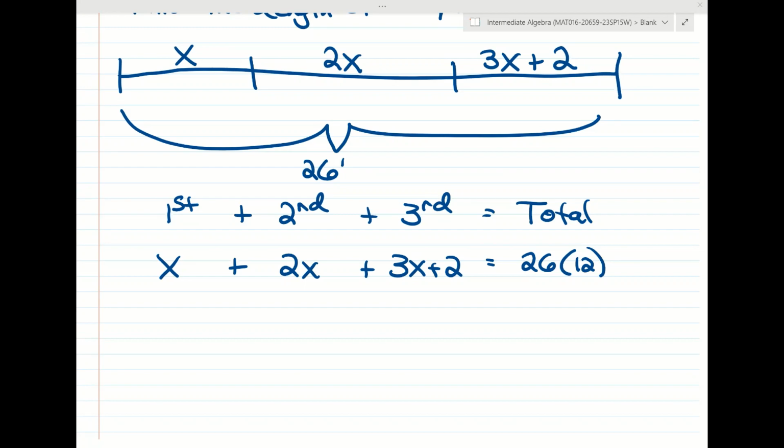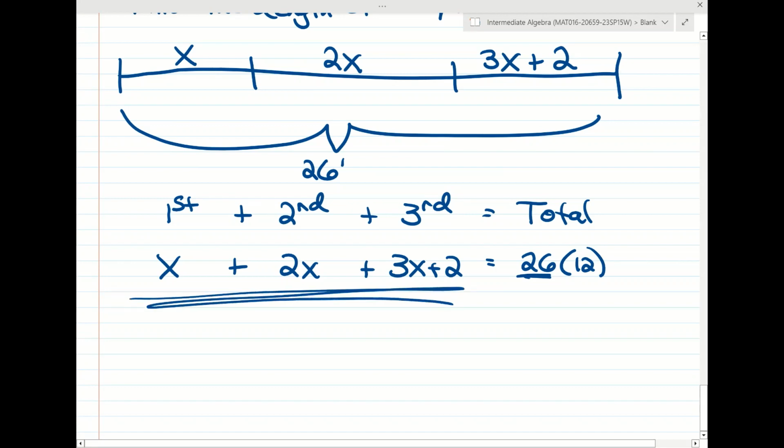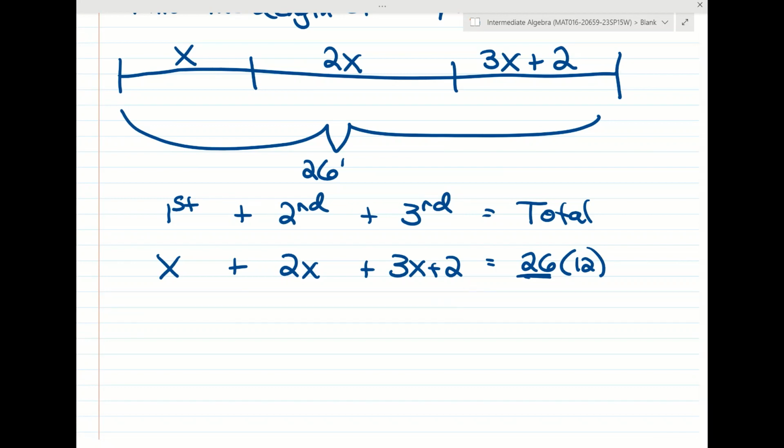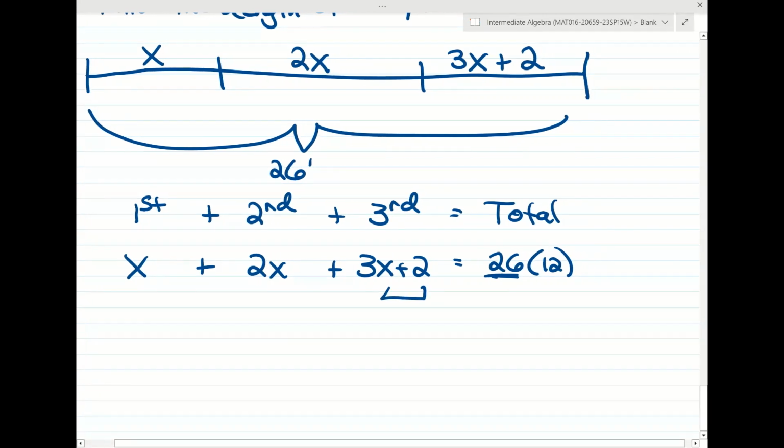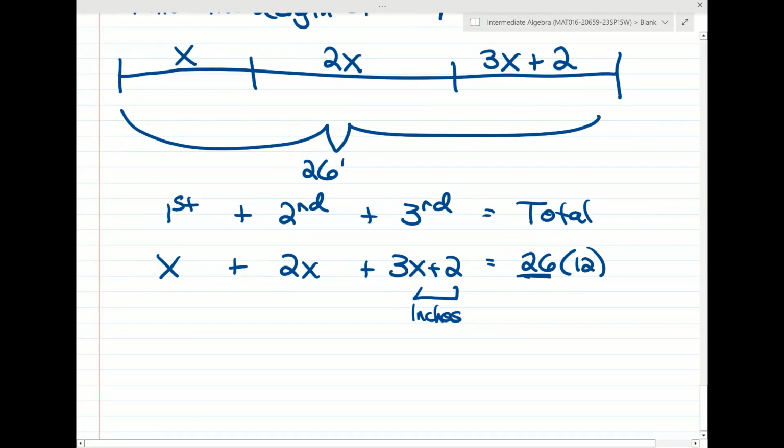Yeah, question. That's a good question. The 26 says it's 26 feet. So if we have an equation, we have to have all the same units. So if this is in feet, all of this has to be in feet too. Does that make sense? But I think the problem says it's 2 more inches. So I know that this is in inches. So what I'm going to do is convert 26 feet to inches by multiplying by 12. Does that make sense?